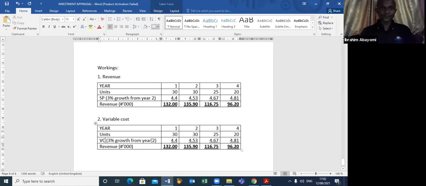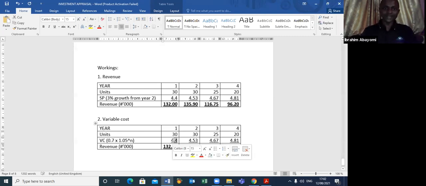Unit is the same, but now we have VC. My VC is not going from year 2. It will start in year 1 because it is in real term. So 0.7 times 1.05 raised to power n. That's what I'm going to do. N represents the number of years.